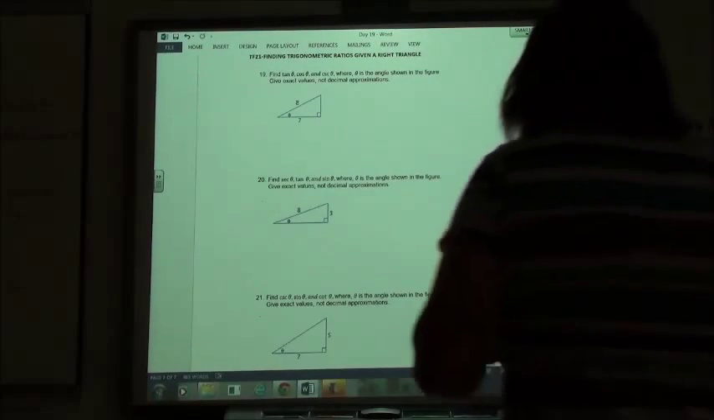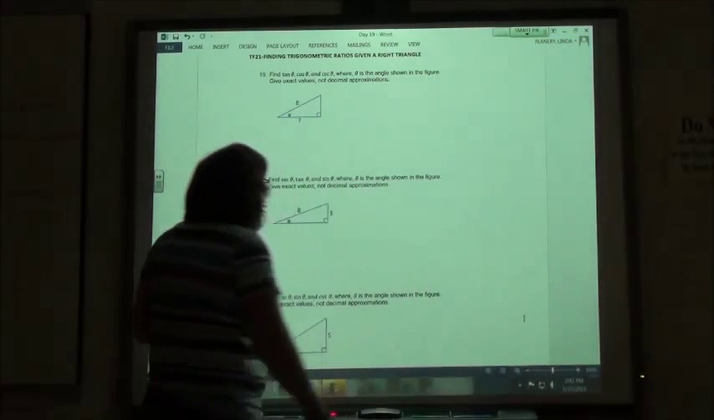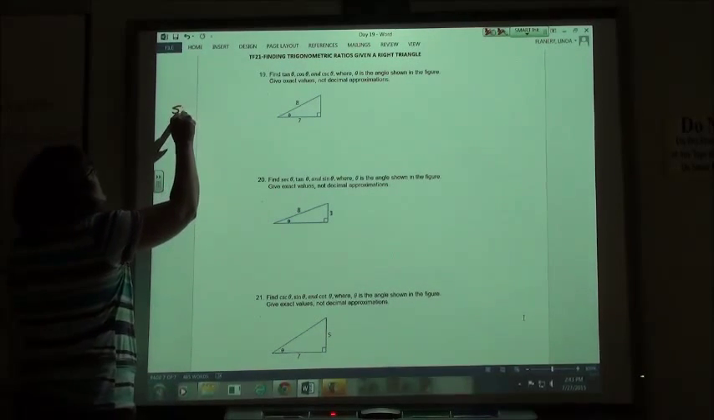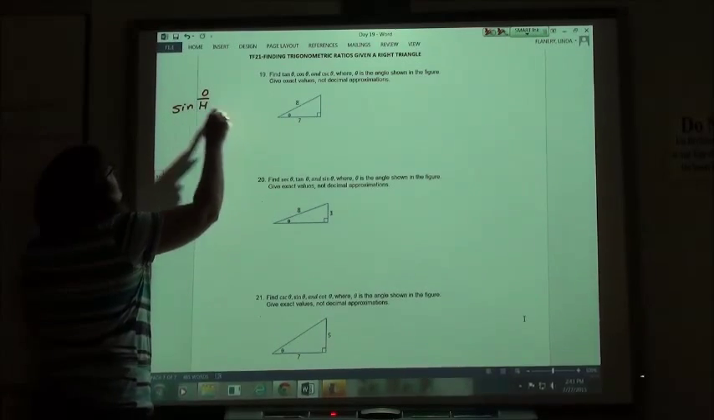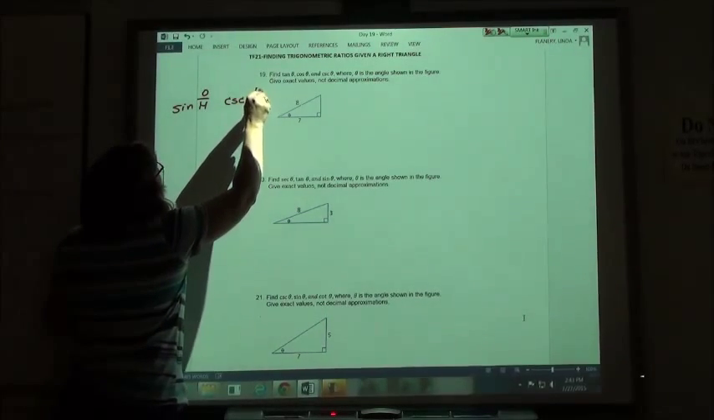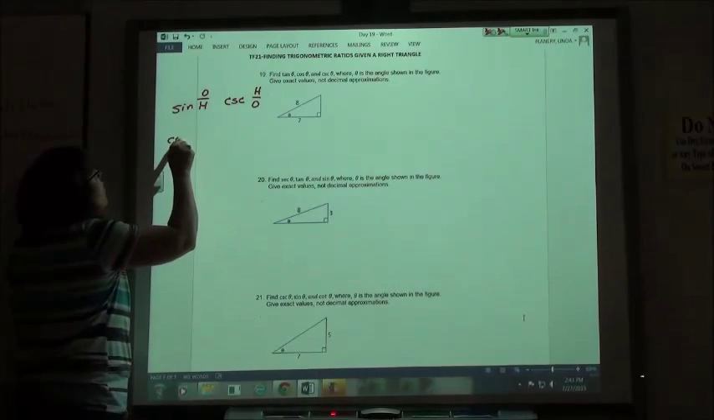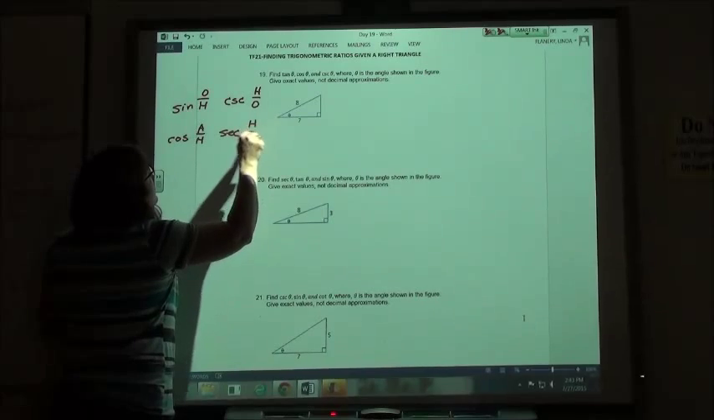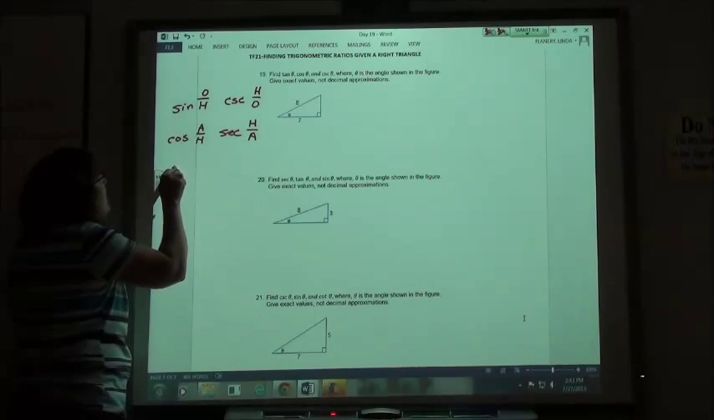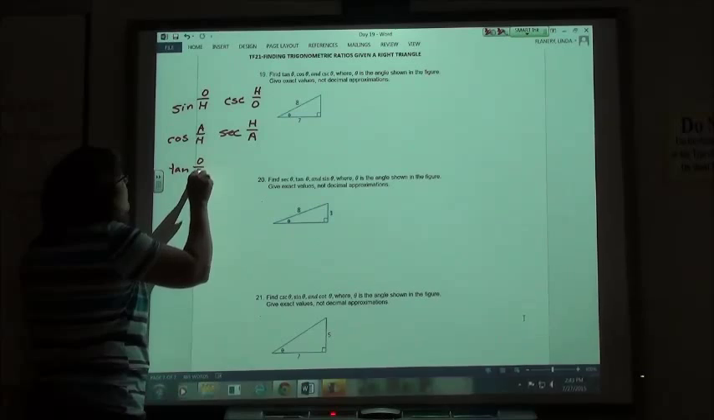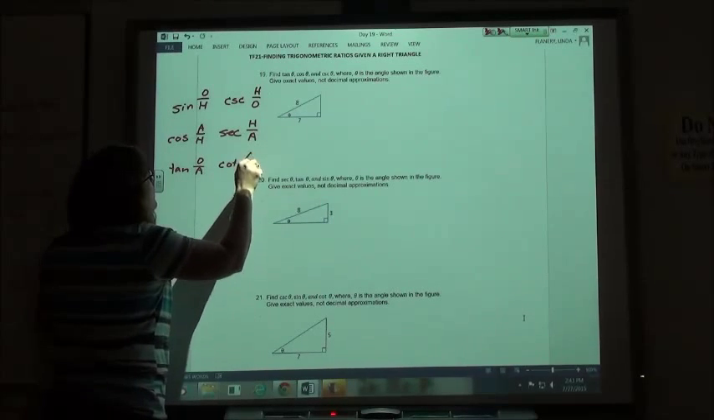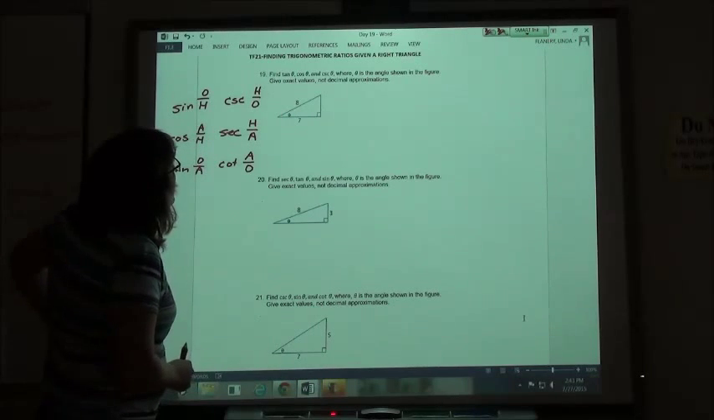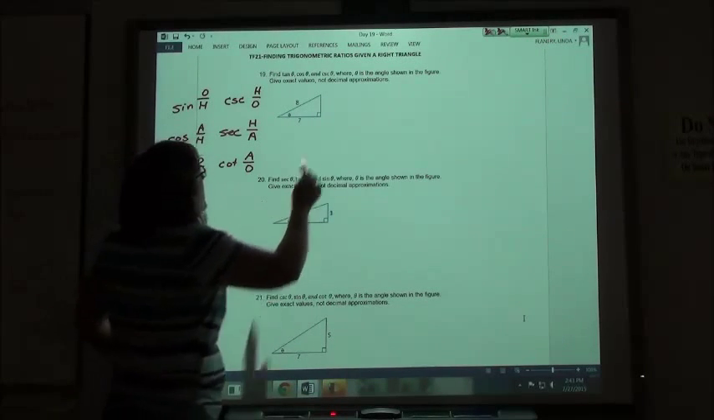19, 20, 21. Again, using the Pythagorean theorem to find our missing side, knowing that sine is opposite over hypotenuse, cosecant is hypotenuse over opposite, cosine is adjacent over hypotenuse, secant is hypotenuse over adjacent, and tangent is opposite over adjacent. Cotangent would be adjacent over opposite. So knowing our 6 basic trigonometric functions and the Pythagorean theorem.